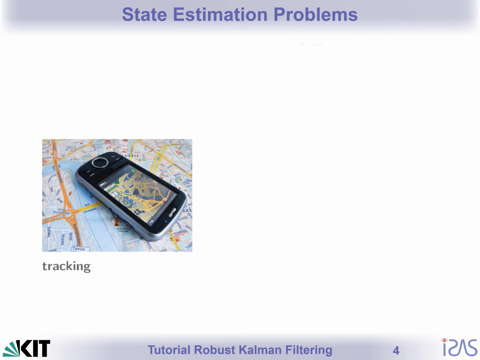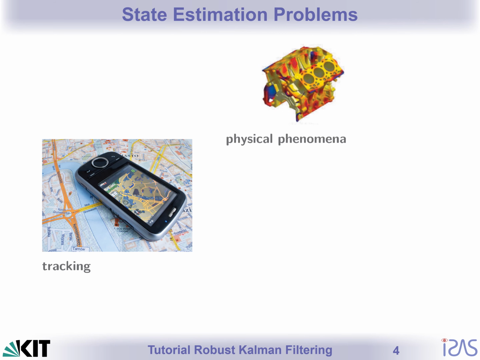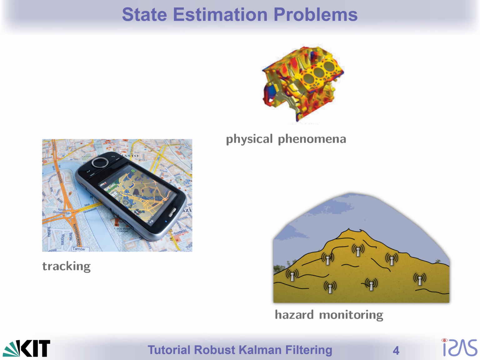The methods that we provide in this tutorial can be applied to arbitrary state estimation problems. State estimation problems include, for example, the very popular application of tracking, so self-localization, estimating the state of some physical phenomena, and hazard monitoring. This really goes into the distributed part where you have multiple sensors and you want to really reconstruct a phenomena, for example, some hazard that is spreading and you want to distribute an estimated spread just using some sensor measurements there.